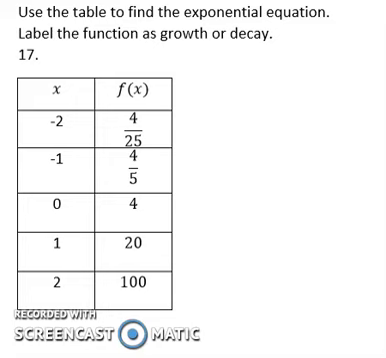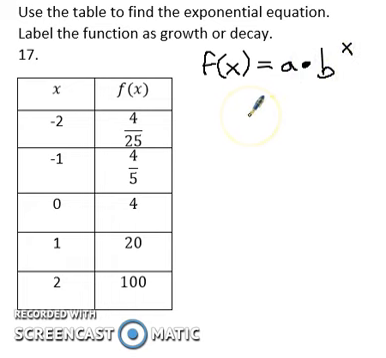Okay, so for our next question, we want to use the table to find the exponential equation and label the function as growth or decay. Well, let's first of all think about what an exponential function looks like. We have some initial value known as the a times the base, which is what we multiply by each time we go up.